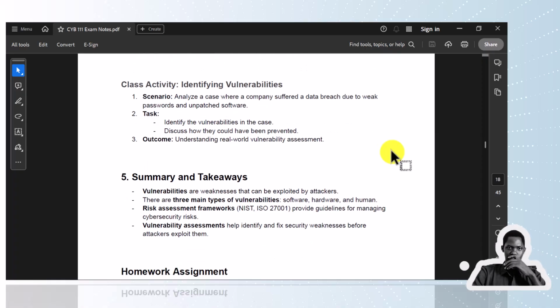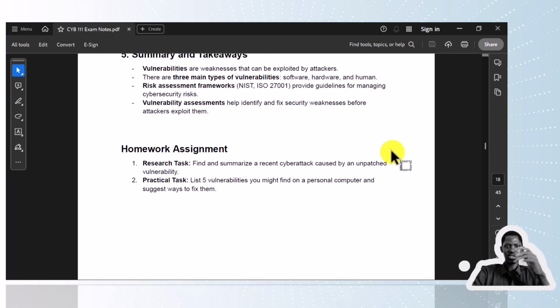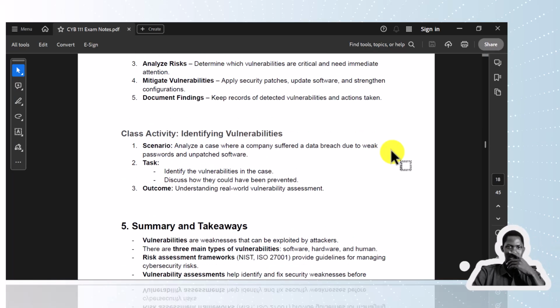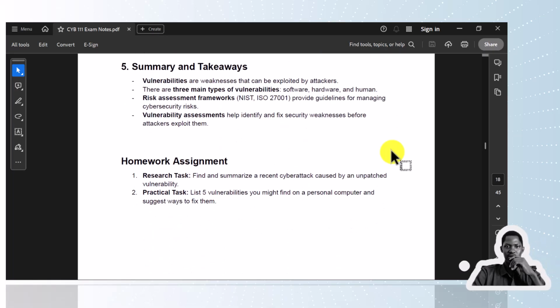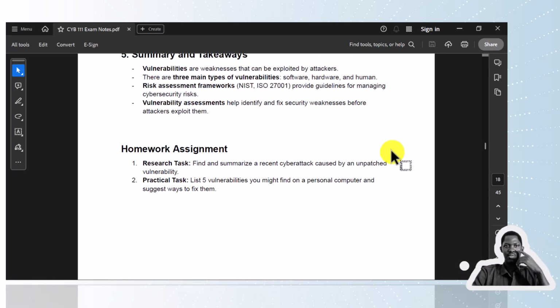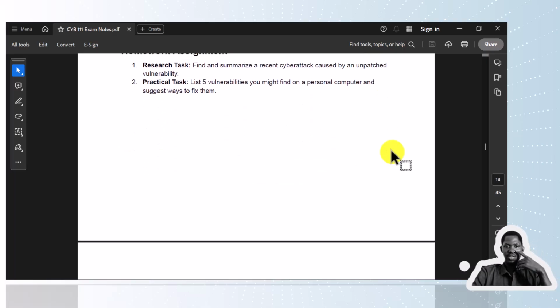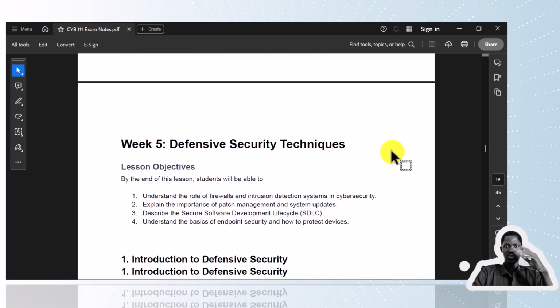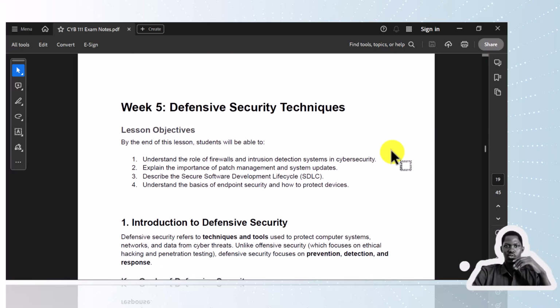All right, so let's move on. You can look at the class activity and the summary, takeaways, and homework assignments on your own time because we don't have much time and we have a lot more to cover. So, all right, now our next topic is defensive security techniques. Defense. You have to build your defense in case you get attacked.